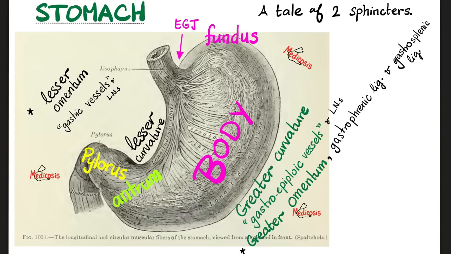As for the greater curvature, it is related to the gastroepiploic vessels. So there is a left gastroepiploic artery and a right gastroepiploic artery, a left gastroepiploic vein and a right gastroepiploic vein. And of course, there will be a gastroepiploic group of lymph nodes.